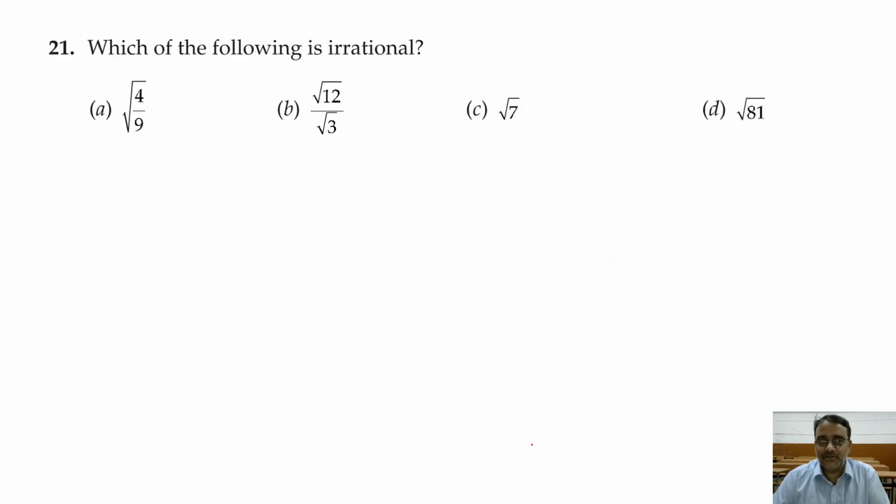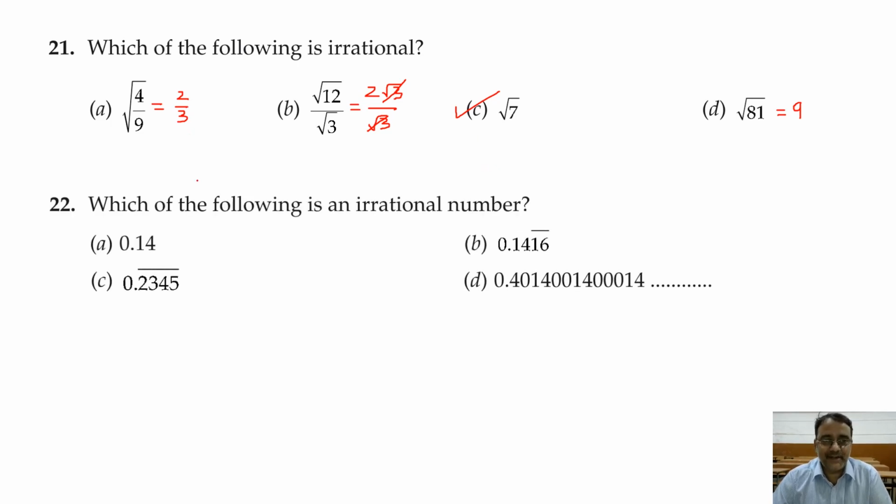So now we are moving toward question number 21. Which of the following is an irrational number? See, if you simplify, you will get 2 by 3 here. If you simplify this one, you will get 9. If you simplify this one, you will get 2 root 3 upon root 3. So that means you will get root 2 only. So only one option is left. Which one? Option C. So this is an irrational number. Clear?